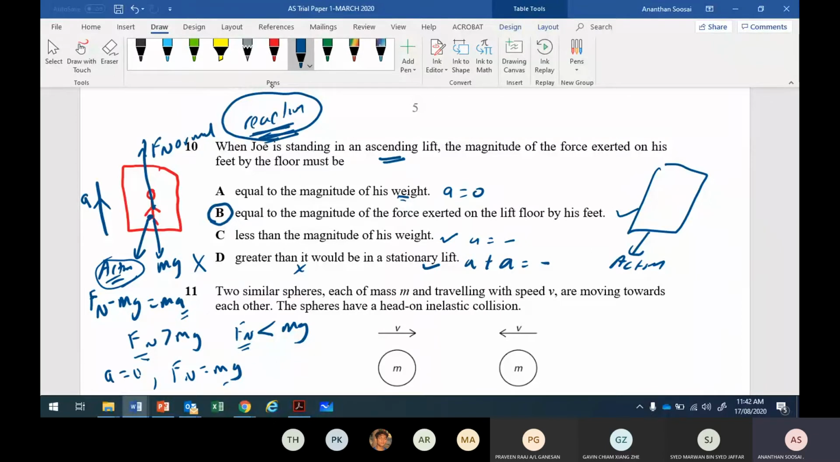You are standing on the lift, you experience a reaction of, let's say, 500 Newton. It means your action should be 500, right? Because the 500 Newton is a reaction. Reacting to what? Reacting to your action. What is your action? The feet exert force on the floor of the lift. That is the action. So B is the best answer based on Newton's third law.